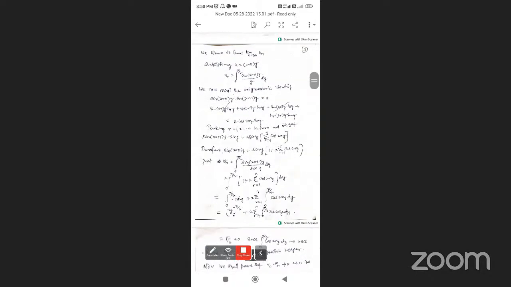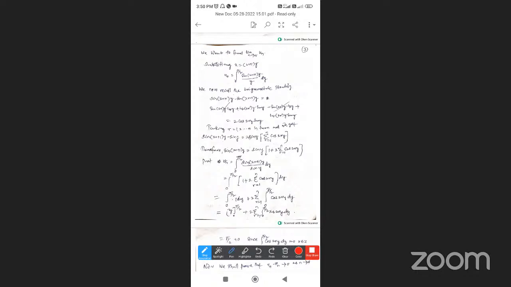We want to find the limit as n tends to infinity of un. So x is equal to (2n plus 1) y. Substituting, un is equal to the integral from 0 to pi by 2 of sin of (2n plus 1) y by sin y, that is, sin (2n plus 1) y by sin y dy.